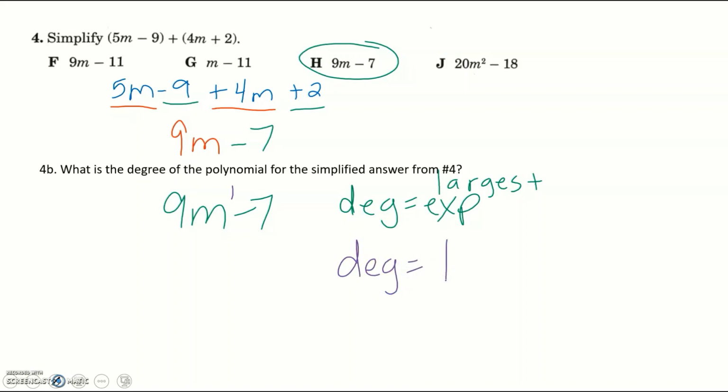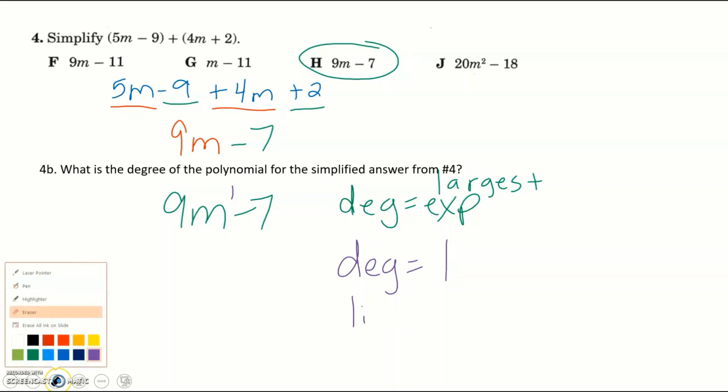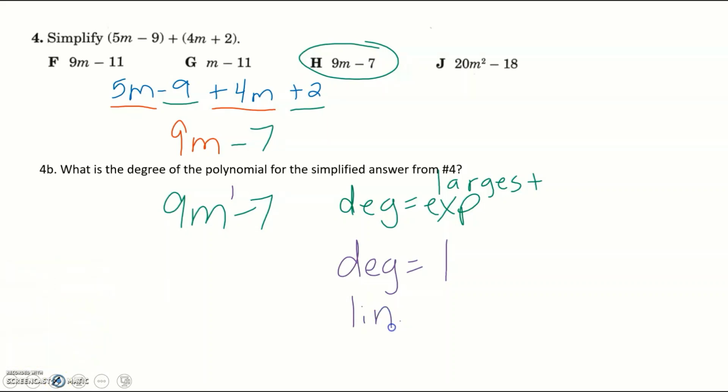It's a linear binomial, right? That's another way of looking at it. We have a linear polynomial. When you have degree 1, it's linear. All of those vocabulary terms are also in lesson 5.1.